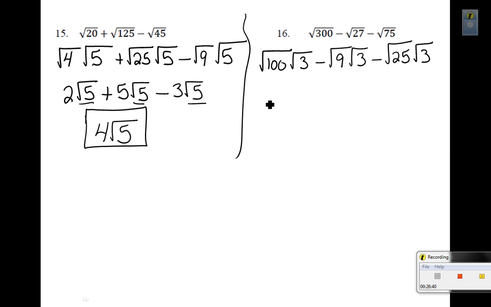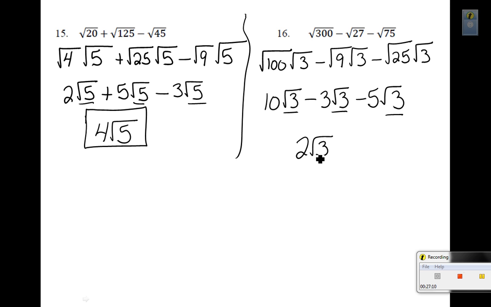The square root of 100 happens to be 10, radical 3, minus the square root of 9 happens to be 3, radical 3, minus the square root of 25 happens to be 5, radical 3. Once again, radical 3's everywhere. 10 minus 3 is 7. 7 minus 5 is 2. My final answer: 2 radical 3. Now number 17 is going to be just like it, so I'm not going to worry about that one.